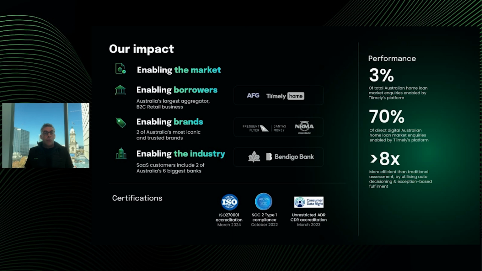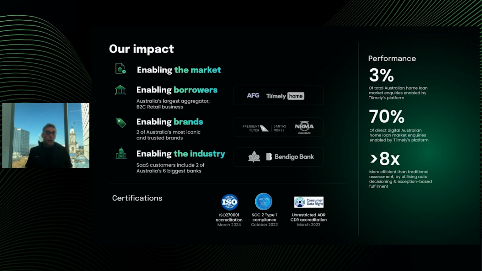Okay, let's have a look at our impacted industries. So Tiimely, we sit on 4 core pillars. So we are enabling the market, we're enabling our borrowers, and that's through our retail proposition, Tiimely Home, and our partnership with AFG. We're also enabling brands, so that's our large partners who want to have a digital home loan proposition in market. So think Bendigo Bank Express, Up Home, Qantas Money Home Loan, and NRMA. And of course, we're working with our partners to enable the industry, so taking the Xapii solutions to market to help solve discrete parts of the journey.